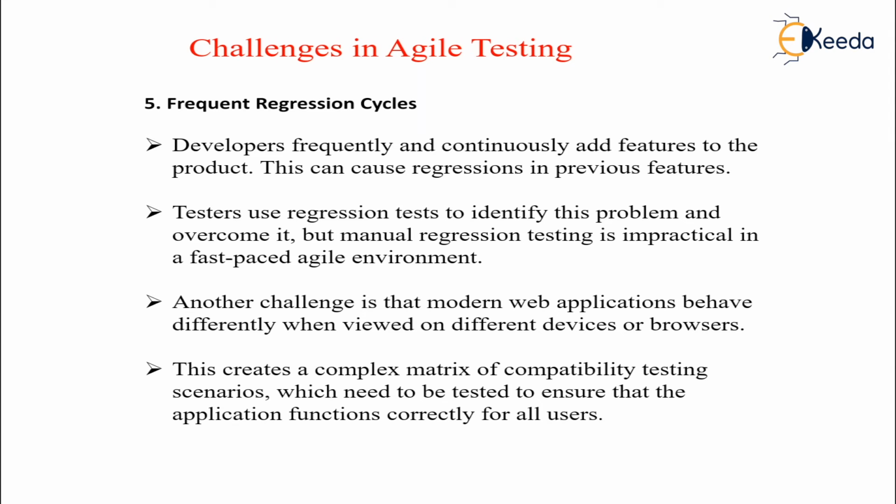Now another challenge is that web applications behave differently. When agile uses a web application, the application behaves one way in Chrome and something different in Internet Explorer. Then it creates a complex matrix of compatibility testing. Compatibility issues rise up. It's not supporting your browser, it's not supporting your hardware. You need to ensure that the application functions properly for every user, not just for the users who are using Chrome, but for every browser, Netscape Navigator, Chrome, etc.